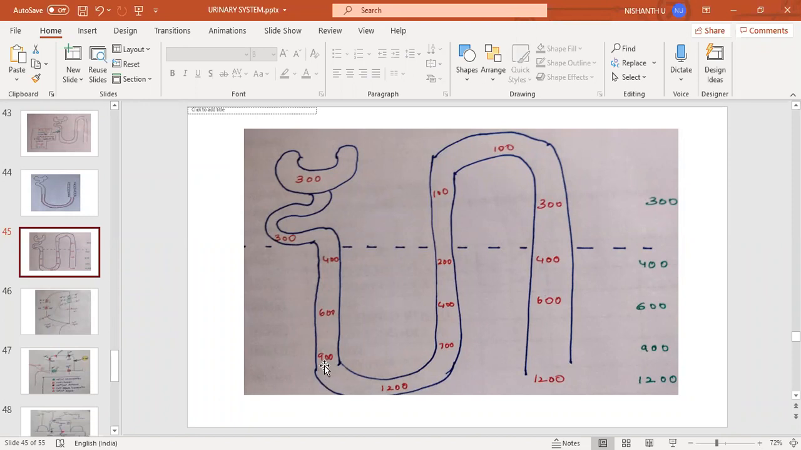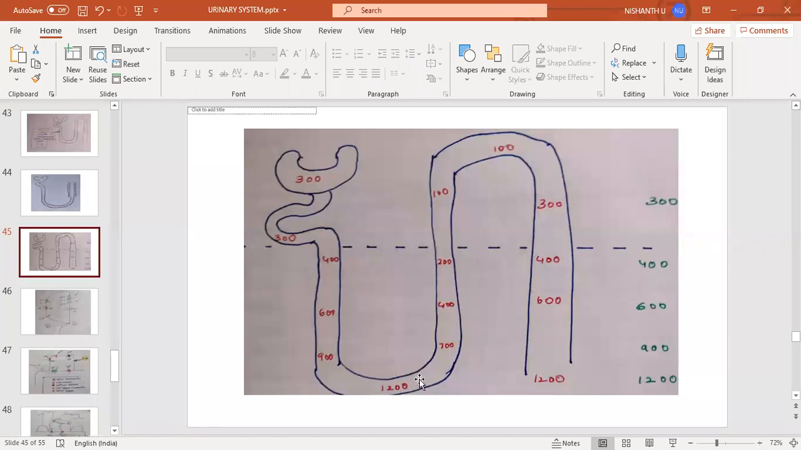And when it comes to the deep part of the thin loop of Henle, a lot of water is moving out and the concentration of the solute becomes 900. And when it comes to the hairpin, the concentration of the solute becomes 1200. So you can understand that up to the proximal convoluted tubule, both solutes and water are moving out. Once it comes to the descending loop of Henle, only reabsorption of water is there and reabsorption of solute is not there. That's why the concentration of the solute becomes 1200 here.